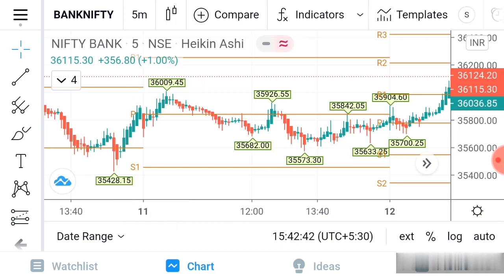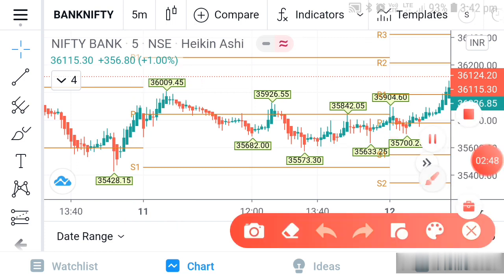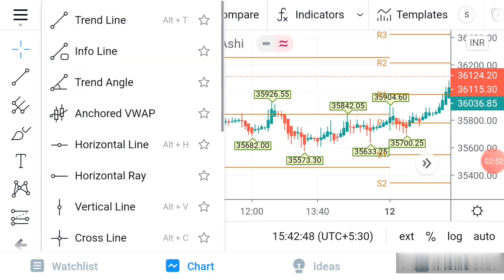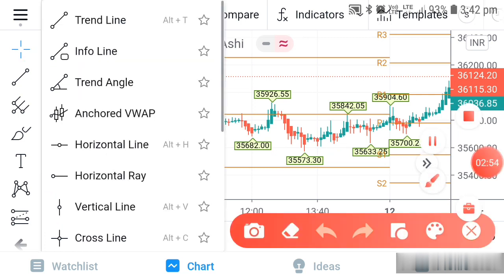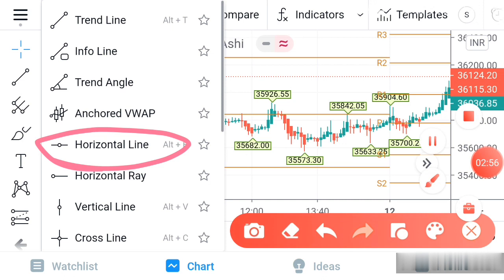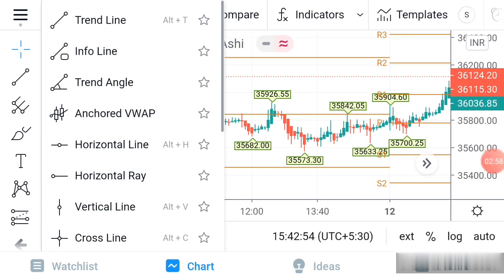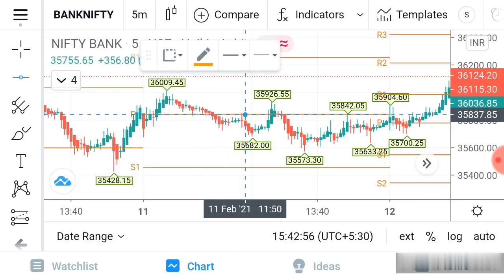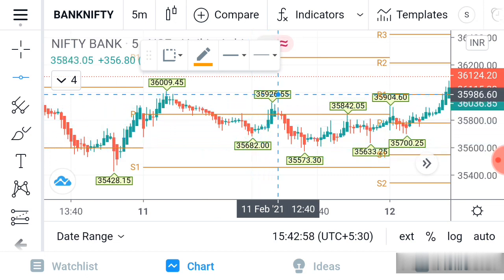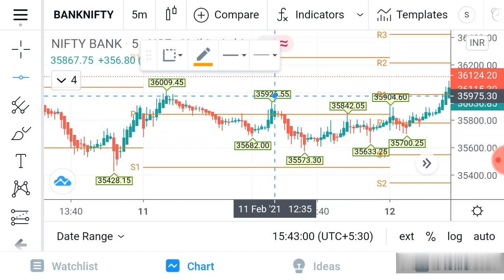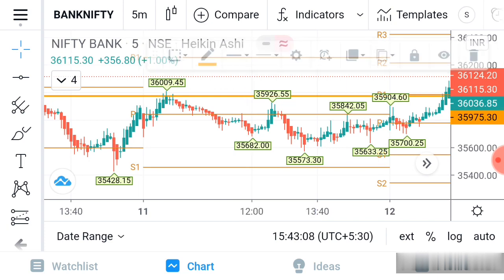For marking, you can see there is a line here. Just click on this line, and once you click on it you can see there is a horizontal line. So just click on the horizontal line. Once you click on the horizontal line, we have to go to the high area. Here you can see the high area, and we have to mark only the body of the candle. Here you can see the body of the candle is marked.